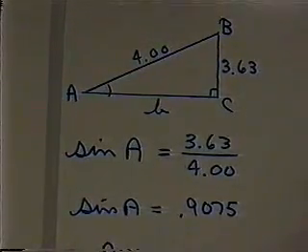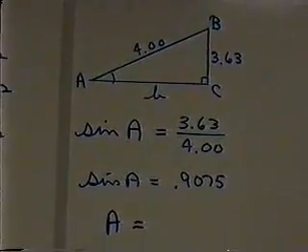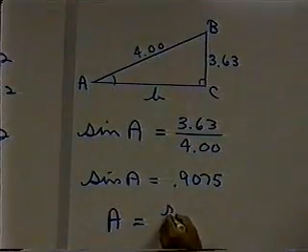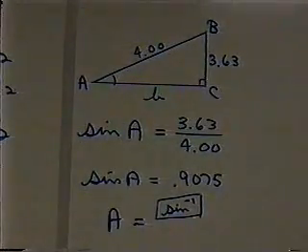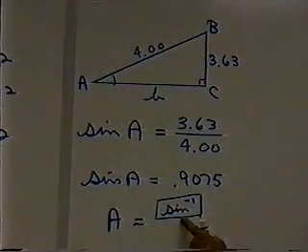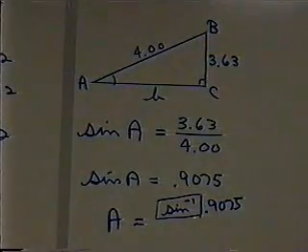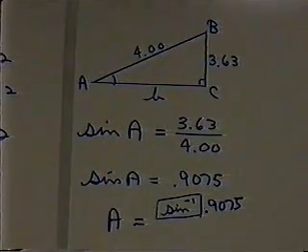What we want to find is what is angle A. Now this is where you use your calculator and hit the second sine button, or in other words, the inverse sine button. So you'll do the inverse sine of 0.9075. What that gives us is a decimal answer, and that gives us an answer of 65 point something.